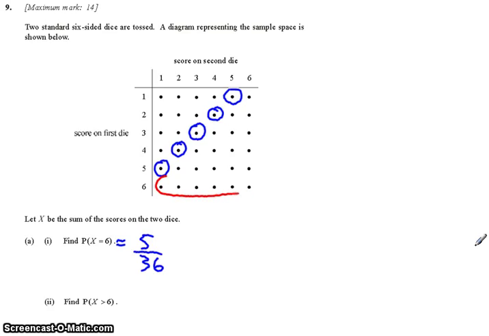What's the probability of getting greater than 6? I'm not going to ring all of them, but it's all of these. Count them up: 1, 2, 3, 4, 5, 6, 7, 8, 9, 10, 11, 12, 13, 14, 15, 16, 17, 18, 19, 20, 21 over 36. If you're feeling really clever, you can divide by 3 to get 7 over 12.